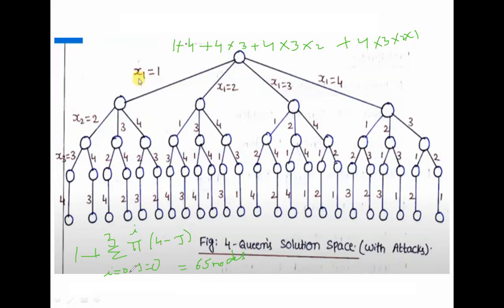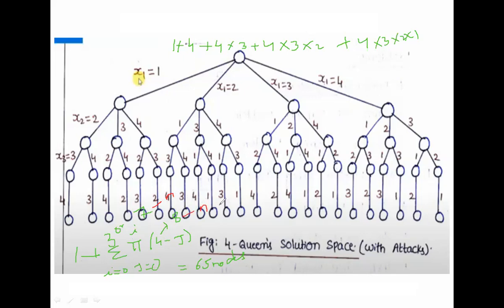For 8 queens, we just write here 0 to 7. For 8 queens, 0 to 7. Here, instead of 4, we write 8. For n queens, we just write n here, and here also n minus j.